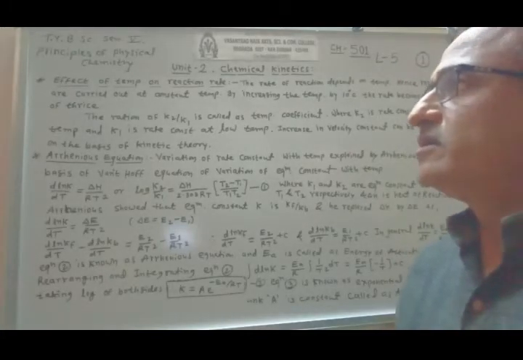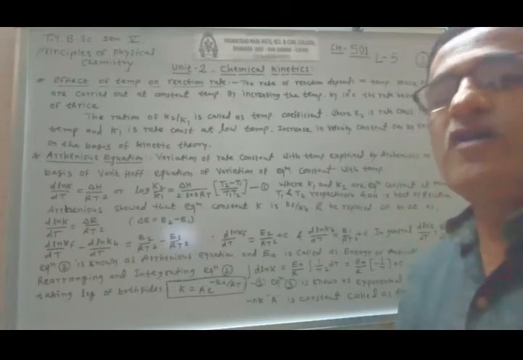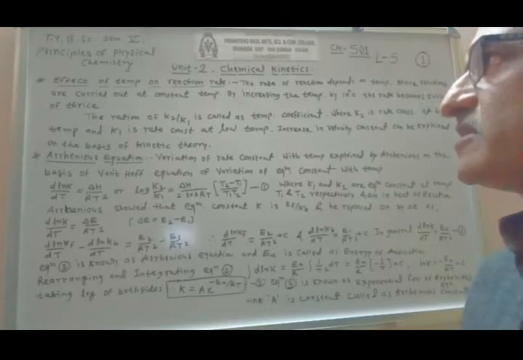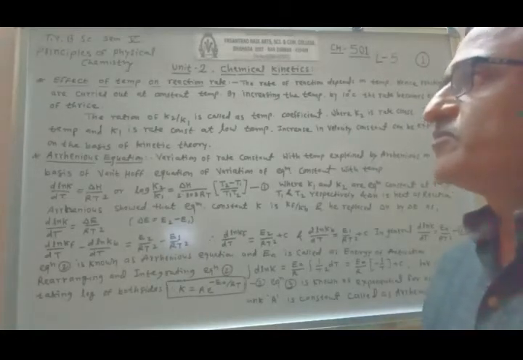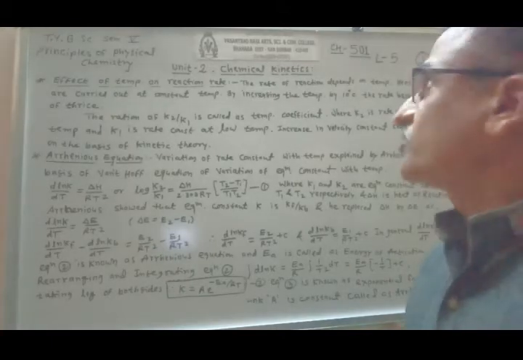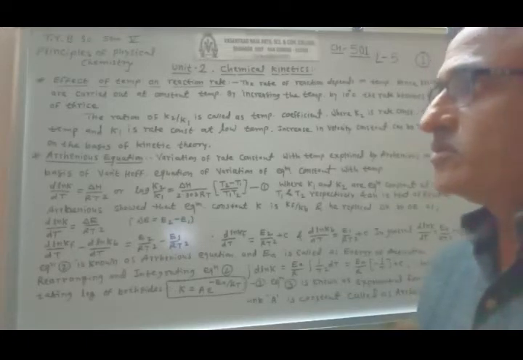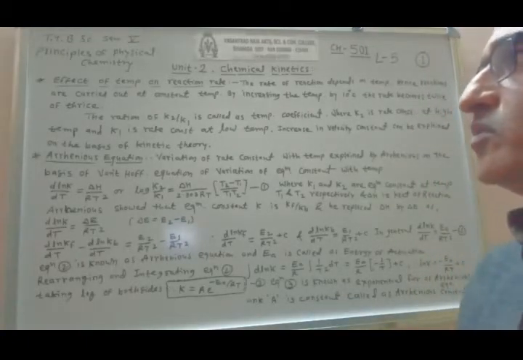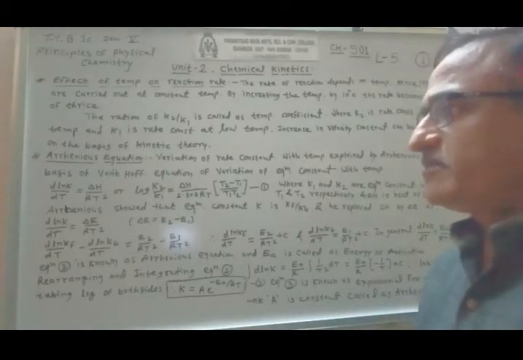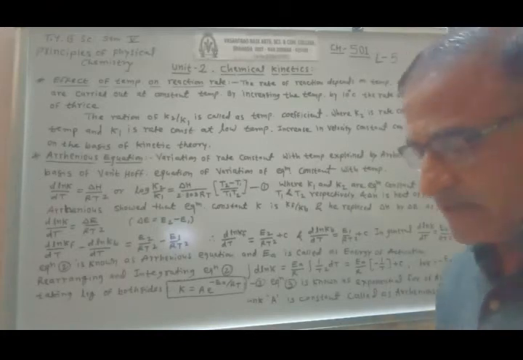Today, this is our fifth lecture for chemical kinetics and total seventh lecture for the subject Principles of Physical Chemistry, course number CH501. Now we have to discuss the effect of temperature and the Arrhenius equation. So, first, the effect of temperature on reaction rate.